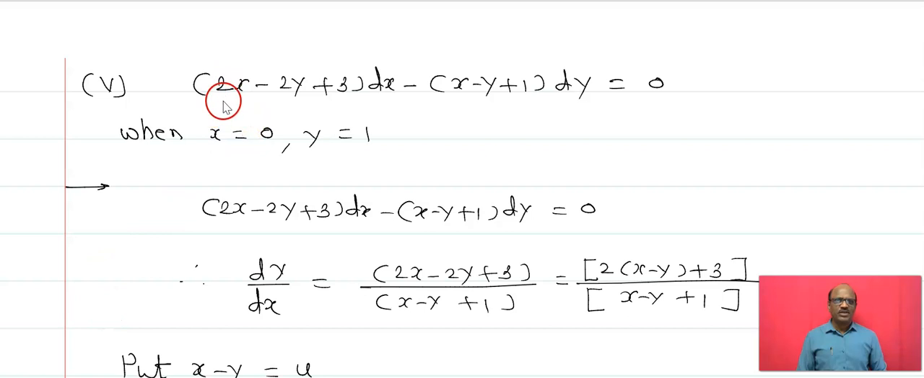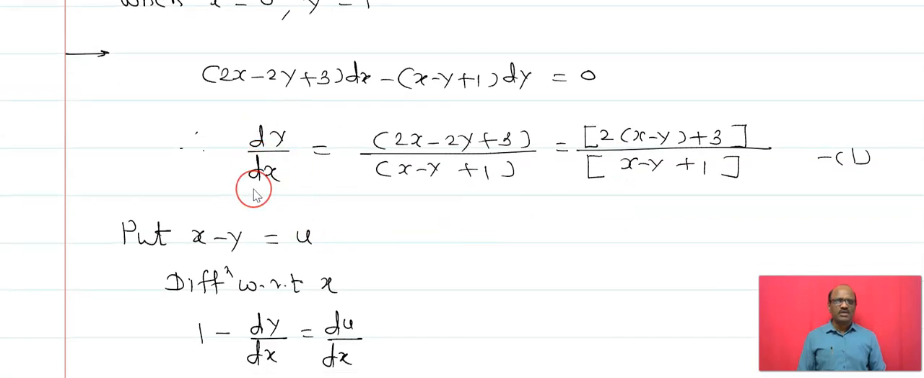That is (2x - 2y + 3) dx - (x - y + 1) dy = 0, when x is equal to 0 and y is equal to 1. Now here, (2x - 2y + 3) dx - (x - y + 1) dy = 0. Therefore dy/dx = (2x - 2y + 3)/(x - y + 1).